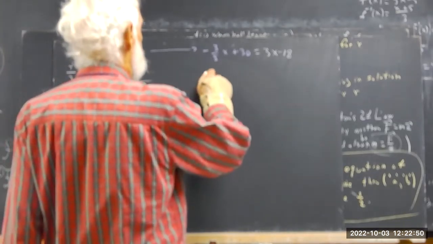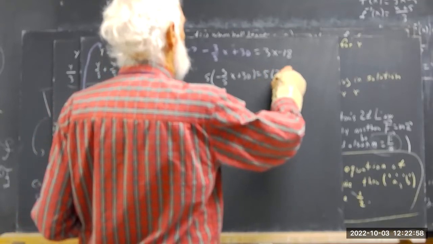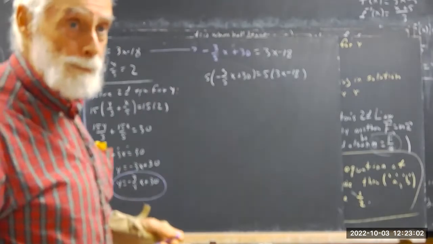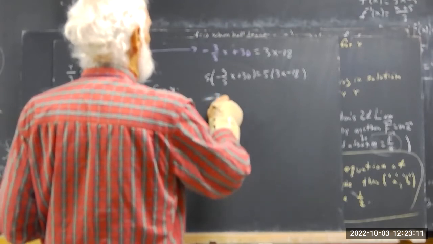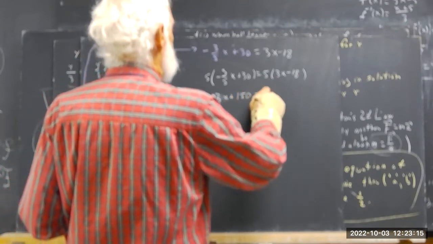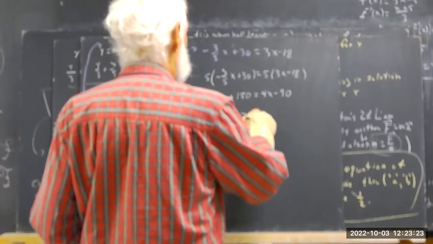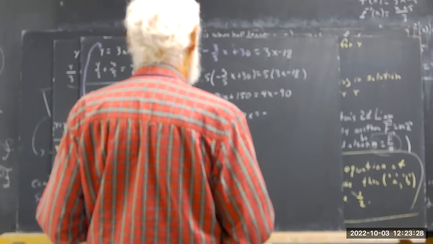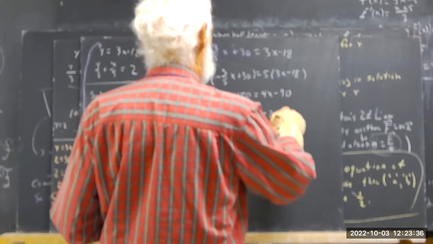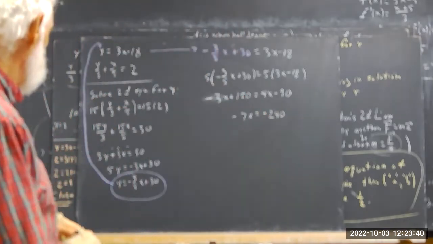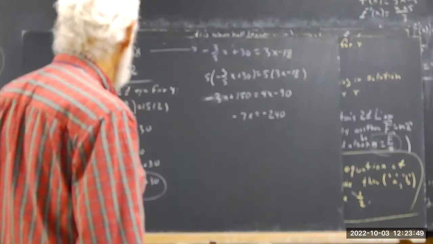Now I'll solve it real quickly. I'm going to do 5 times this. Go through all the steps that I'm going to skip, and you don't need to skip. I get negative 3x plus 150 equals 4x minus 90. Well, that's easy to solve. We're going to end up with negative 7x equals negative 240. And that's not even remotely right. So I did something wrong here, but the process is solve this for y, plug that in for y, and solve the equation that you get.